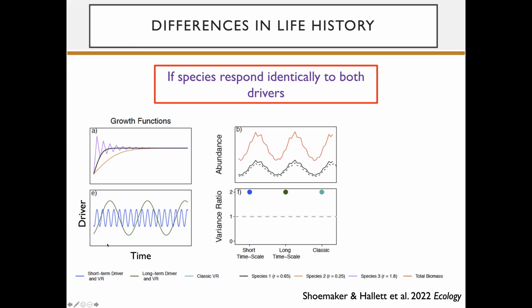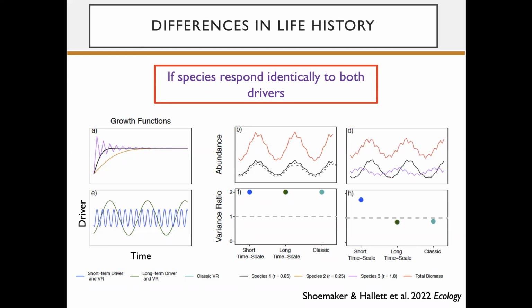In this case, all the species have the same directional response. And if you have 2 species that have the same time scale of response, then what you see, of course, is a lot of synchrony. So in this case, both species, this black and this dashed black, can trace the environment completely. There are 2 drivers, short and long time scale, that they're both responding to, and you have a very high variance ratio because they're both tracking all those fluctuations. So they're completely in sync.